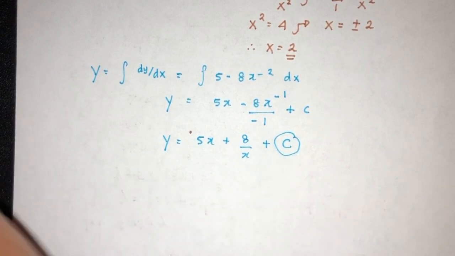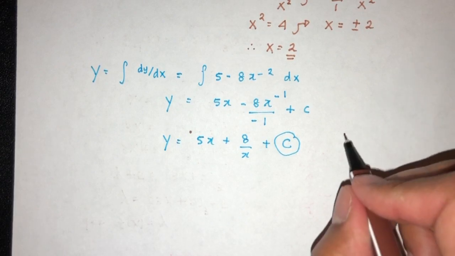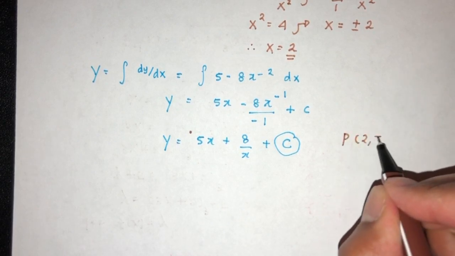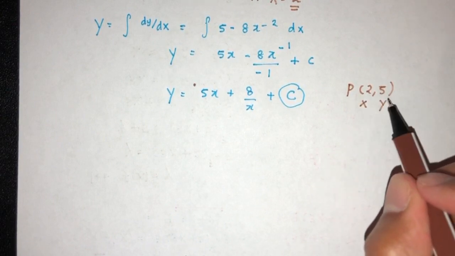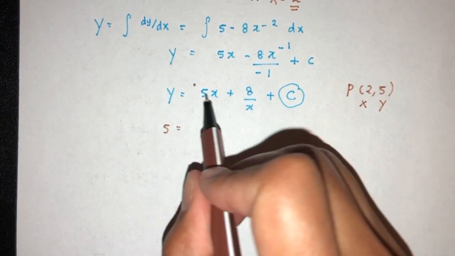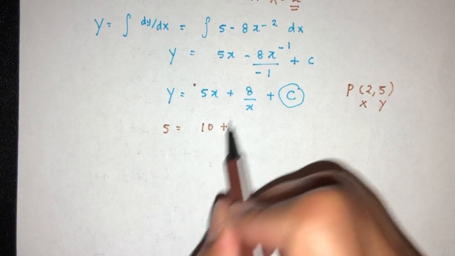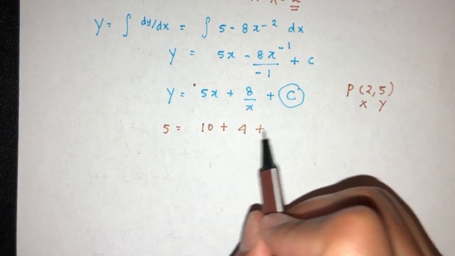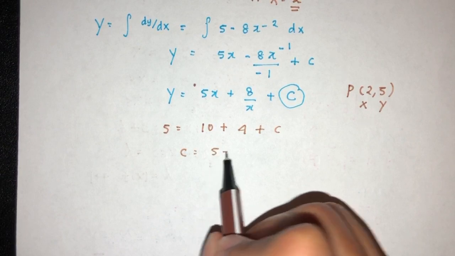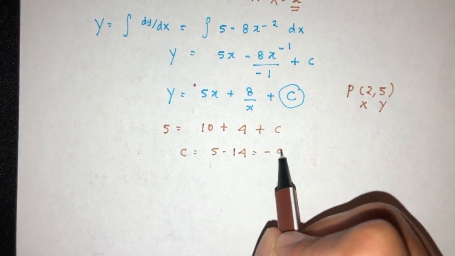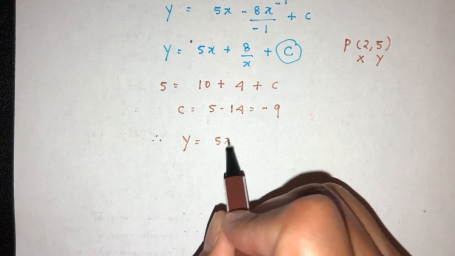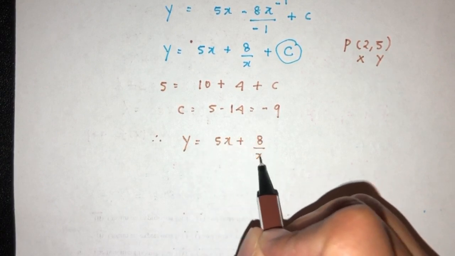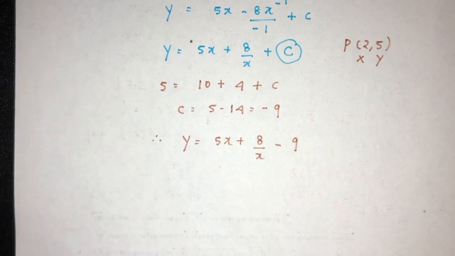Now c is a constant we need to find, but we know the passing point P, which is 2, 5. We can use that to find the value of c. This is the x value, this is the y value. Replace, you will have 5 here. 5 times 2 is 10. 8 divided by 2 is 4, plus c. C will be 5 minus 14. That should be minus 9. So finally, y has to be 5x plus 8 over x minus 9. That will be your equation of the curve.